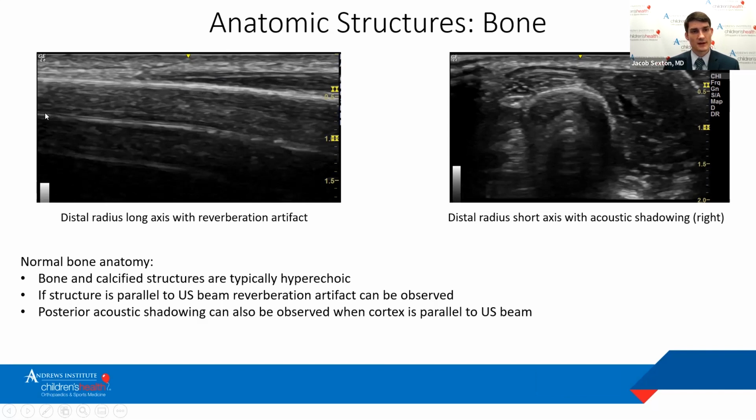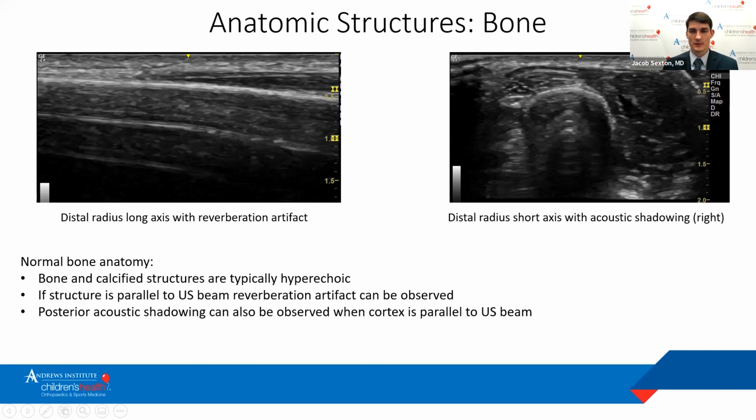And then deep to that, as we talked about earlier, reverberation artifact is going to develop that nice uniform appearance. So approximately half a centimeter down, I have another nice hyperechoic band coming across, and then approximately another half centimeter down, I have another nice hyperechoic band going across. So I know that my probe's in a nice parallel position. I know it's a good image because I'm getting the whole contour of the bone and I'm getting the appropriate reverberation artifact deep to it, as opposed to this image here.